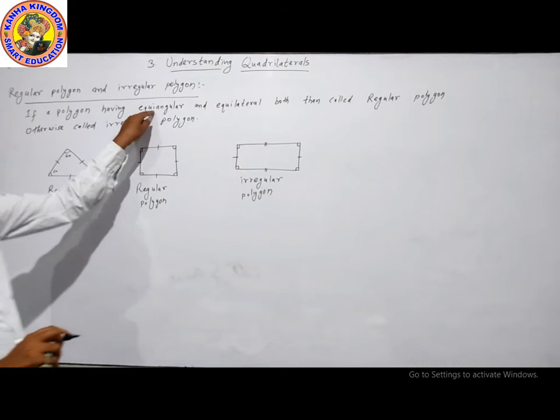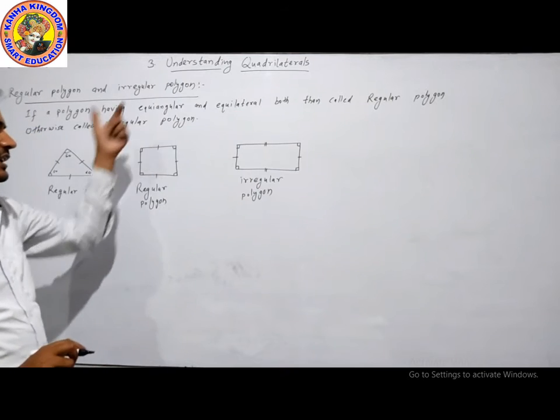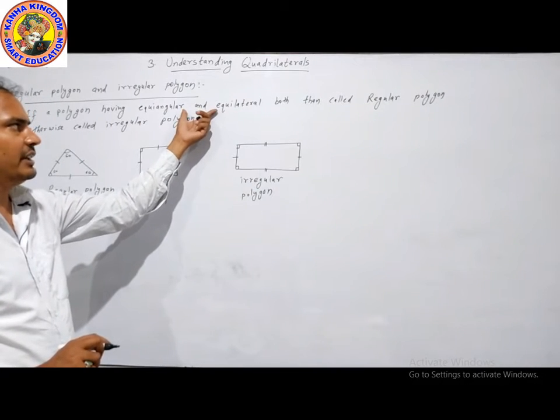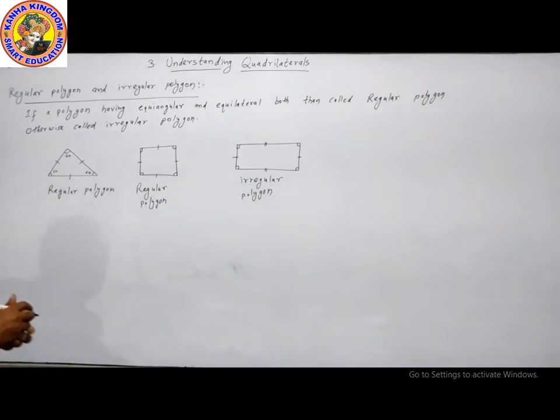If all angles are equal and all sides are equal, then it is called regular. If any one of them is not applicable in the polygon, it is called an irregular polygon.